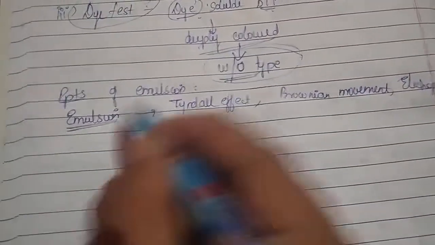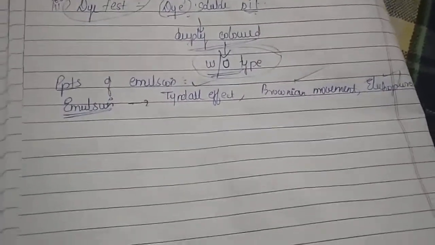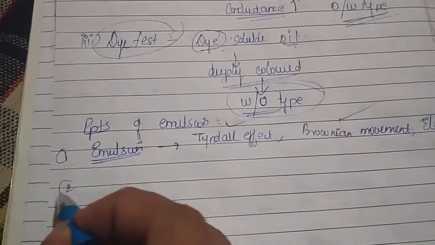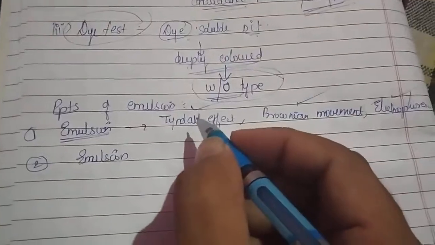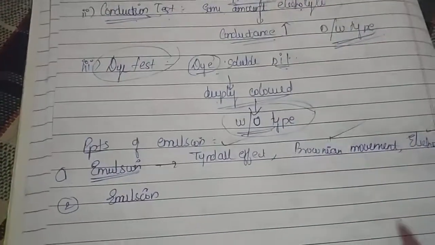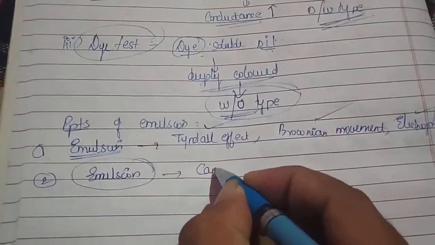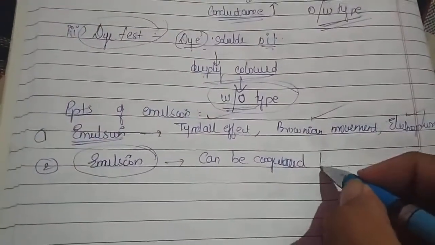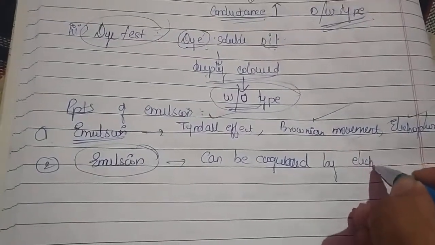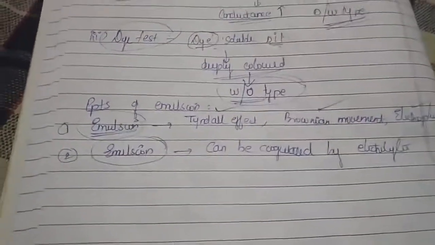So your emulsions exhibit all the effects, that is your Tyndall effect, your Brownian movement, your electrophoresis. Similarly, the next important property, remember, your emulsions basically carry negative charges. Since the droplets of emulsion often carry a negative charge, these emulsions can be coagulated by the addition of suitable electrolytes. So the first important property we saw is what? Your emulsions exhibit all the properties like your Tyndall effect, your Brownian movement.